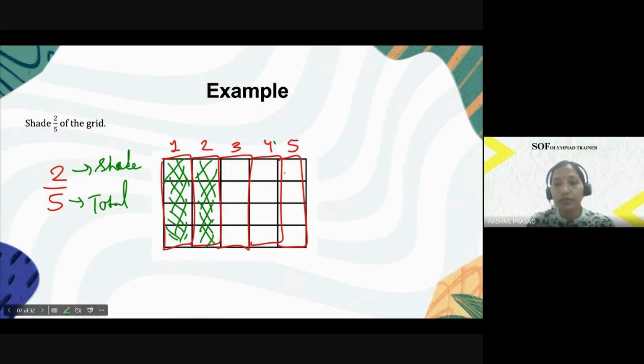Obviously, you will not count each box. If you count each box, then it will be more than 5. Then check how you can divide the whole shape into 5 equal parts. So you can do it like this, like the red boxes I have drawn. You can divide the shape. It's equal, right? So I divided the shape like this, and out of 5, 2 is shaded by the green color.